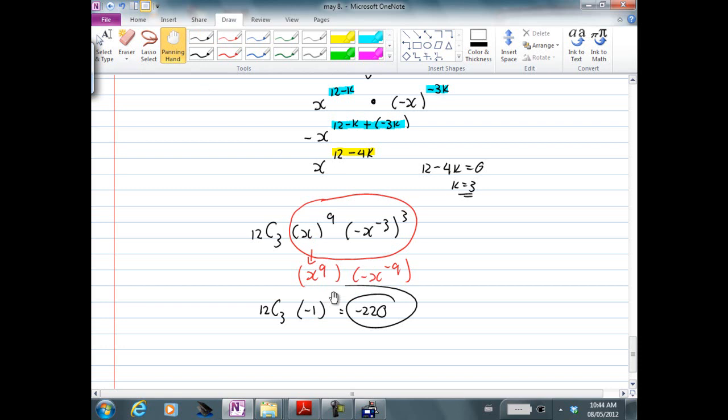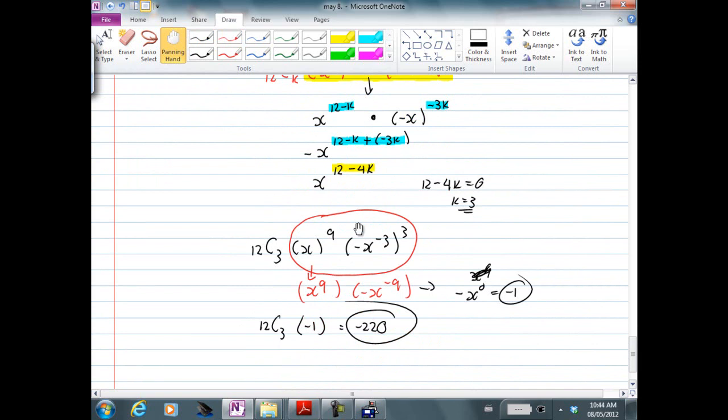Here's how. If I look at x to the power of 9, what do you do when you multiply similar bases? 9 plus negative 9? 0. X to the power of 0 is 1. So more importantly, if you want to be more specific, it's negative x to the power of 0, which is just basically negative 1. Okay? So guys, gals, that is why it's worth a lot of marks. Because you have to do a lot of things. So the constant is not the last term.